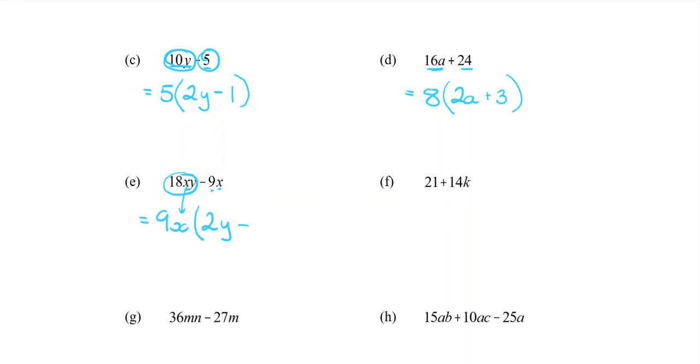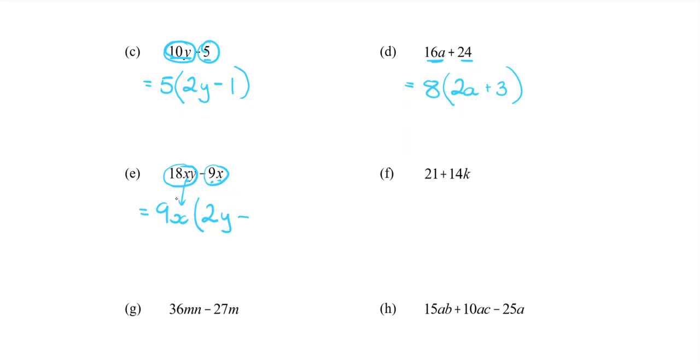Then minus 9x divided by 9x. 9 divided by 9 is 1. And the x divided by x is nothing. That cancels out because that's out the front. So it's just 2y minus 1 in the bracket.